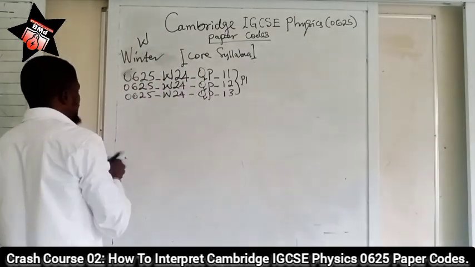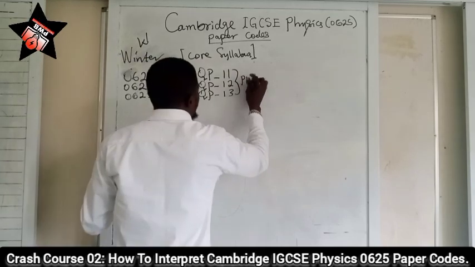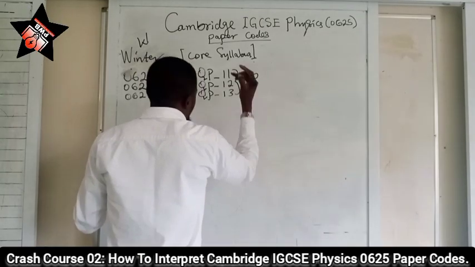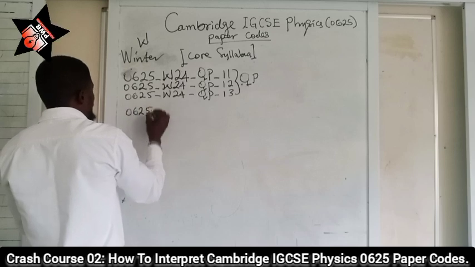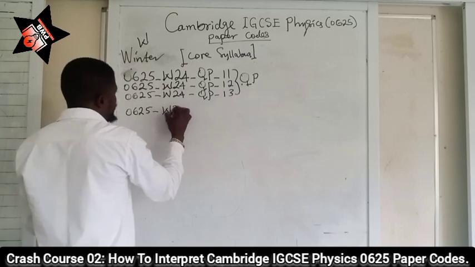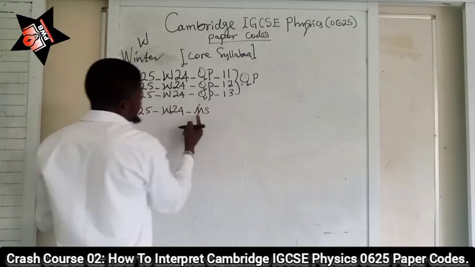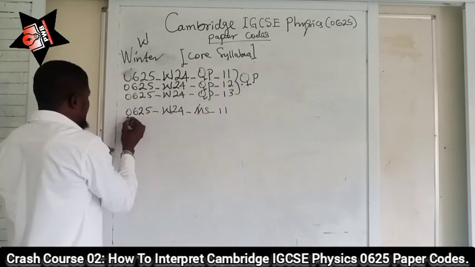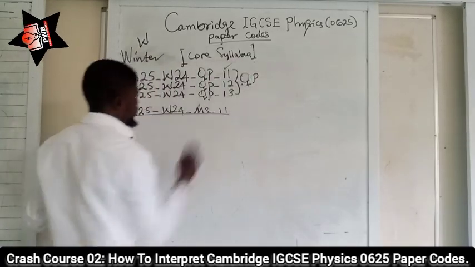The mark guide looks like this. The whole of this is for the question paper. The mark guide looks like this. We have 0625 slash W, dash W24 dash MS, that is marking scheme, dash 1. So this is the mark guide for this.